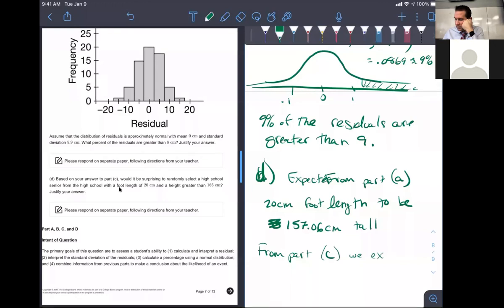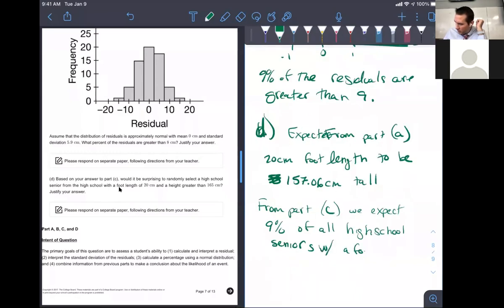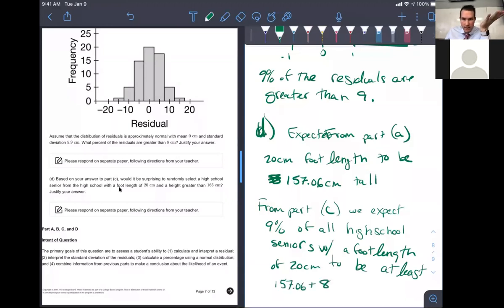We expect 9% of all high school seniors, so not just this one, but all of them with a foot length of 20 centimeters, to be at least 157.06 plus 8. That's what that 9% was for, which is 165.06 centimeters tall. 9% is not unusual.